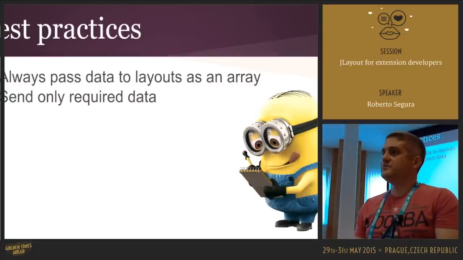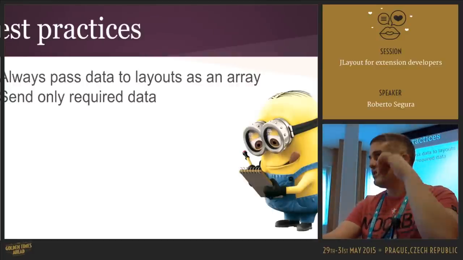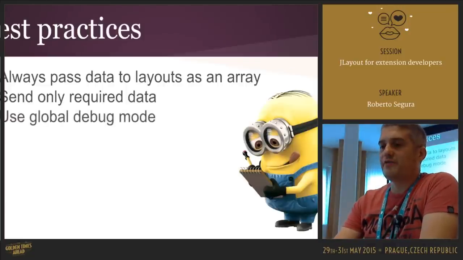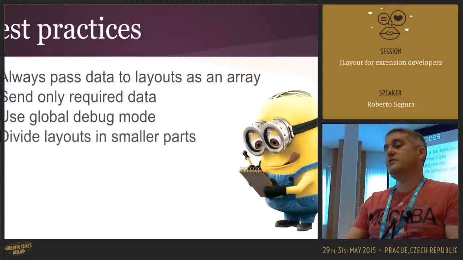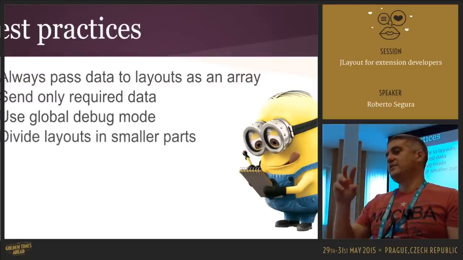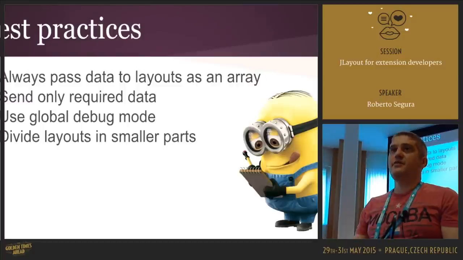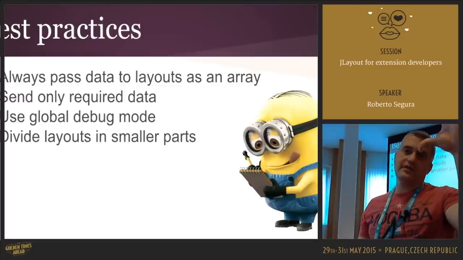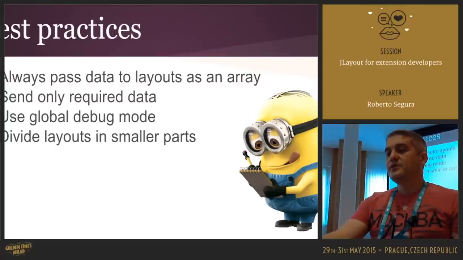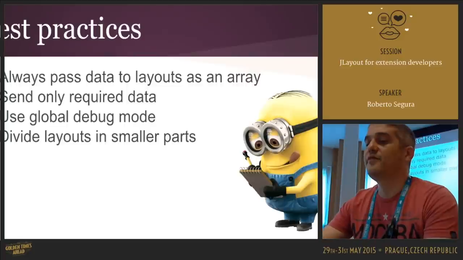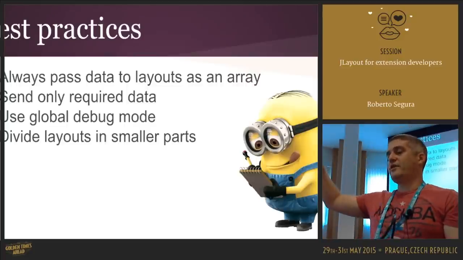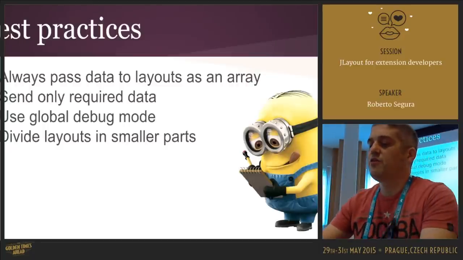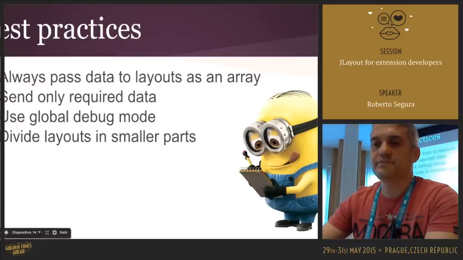Give templaters an easy way to know what is being used inside your layout. Use a global debug mode that we have already mentioned. And it's a good practice to always divide the layouts into smaller parts. When you have something complex like an invoice, for example, you can have the header of the invoice, the body of the invoice, the footer of the invoice. We did that for modals, for example. You have the modal header, the modal body, and the modal footer. That's already in the core if you want to check how it's done. Let's see it.